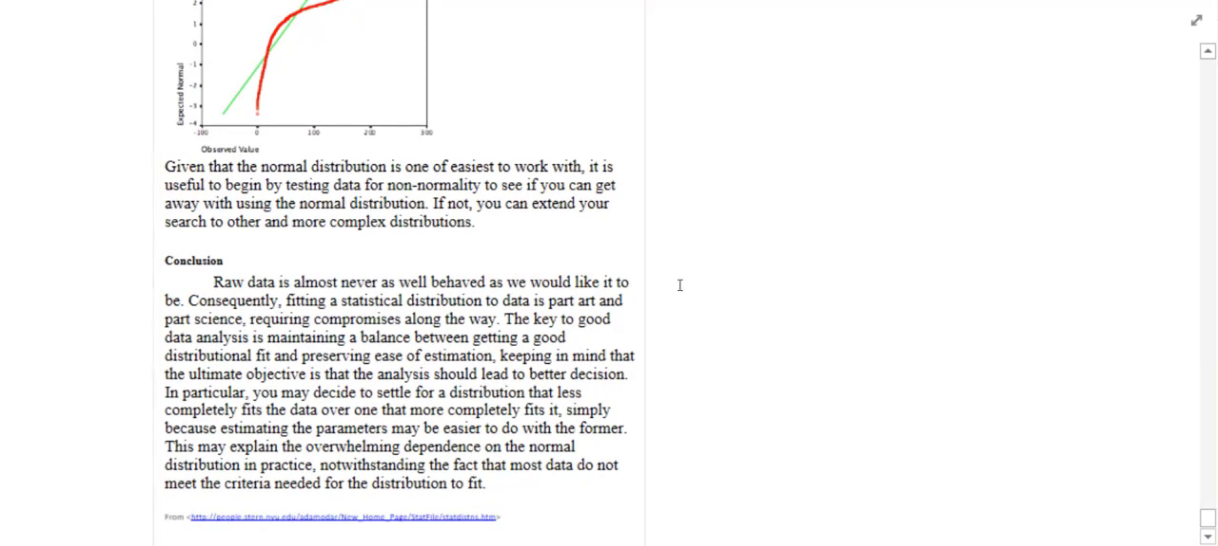So finally, in conclusion, raw data is almost never as well behaved as we would like it to be, and fitting a statistical distribution to the data is part art and part science, and there will be compromises along the way. So the key to good data analysis is maintaining a balance between getting a good distributional fit and preserving an ease of estimation. You never want to pay $5 for a dollar's worth of information, is sort of an old adage. And that's sort of the case here.